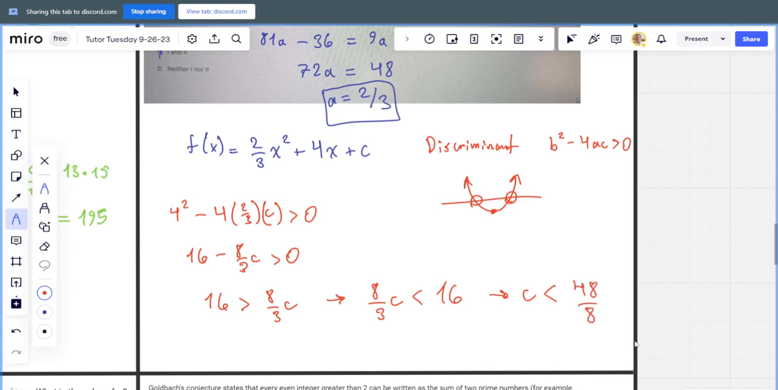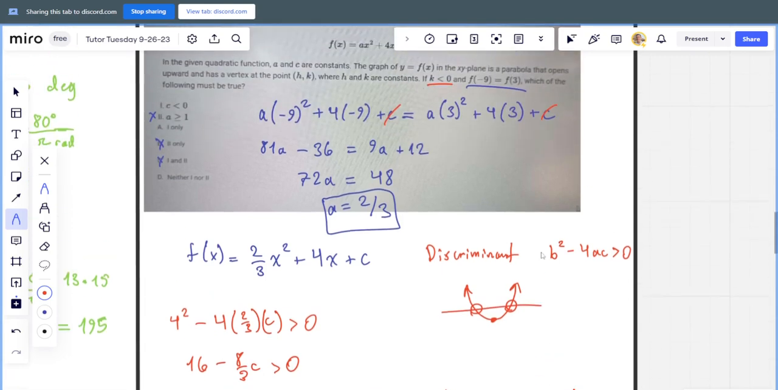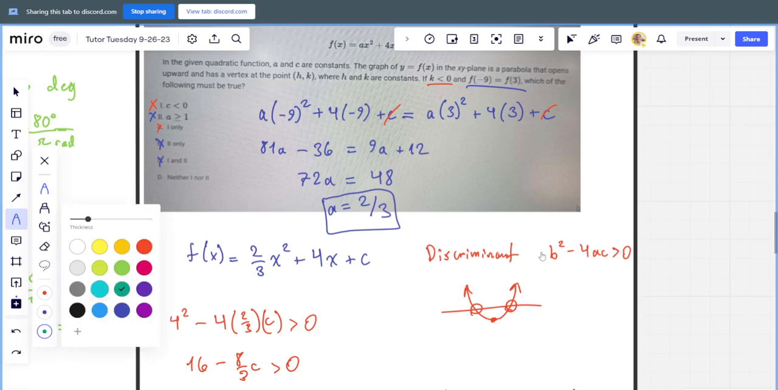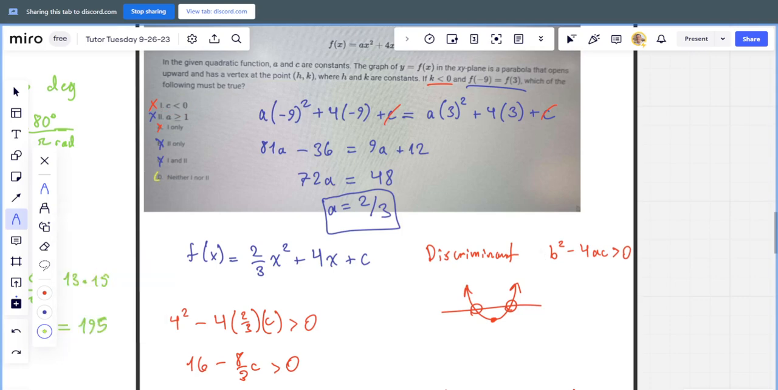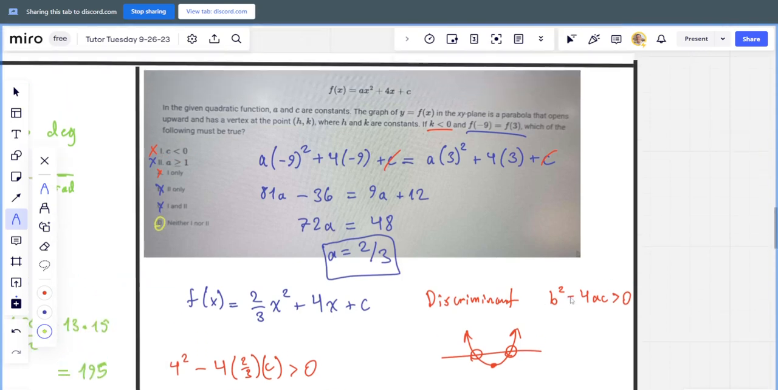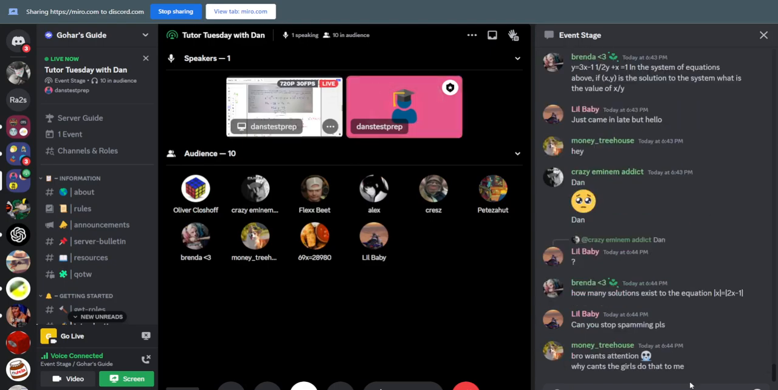Did I do that right? I think so. That can be simplified, dividing by 8, to c is less than 6. Actually, that makes point number 1 false as well. So the only correct answer here should be that neither 1 nor 2 has to be true. We all good on that one?